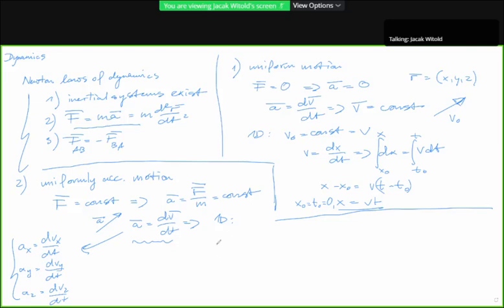Okay, so for one dimension, what we will deal with is a equal to dv over dt. And again, a multiplication by dt means that we would have dv on the left and on the right a dt, with the integration, which is required as an opposite operation to derivation. We will go from v0 to v and from t0 to t.